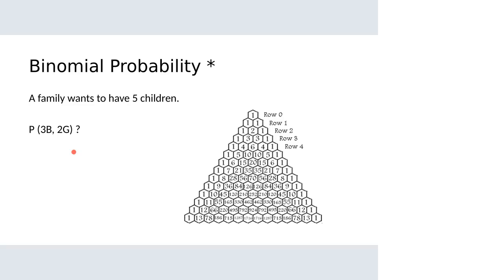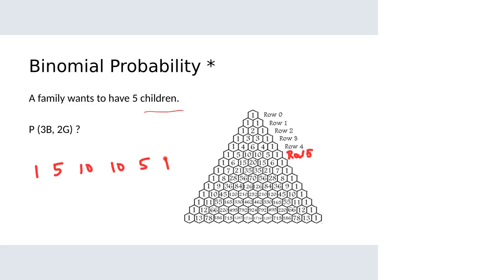All right. So a family wants to have 5 children. So since they're going to have 5 children, we're going to need to take a look at row 5. We're going to look at row 5, and the numbers in row 5 are 1, 5, 10, 10, 5, and 1. Those are the numbers in row 5.